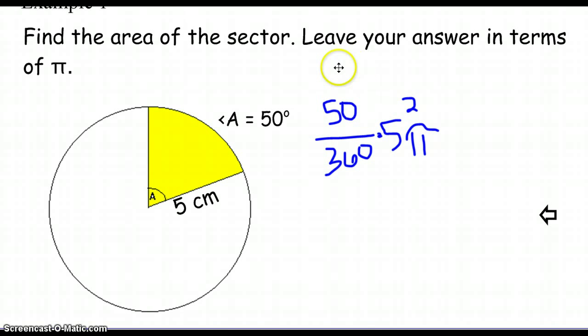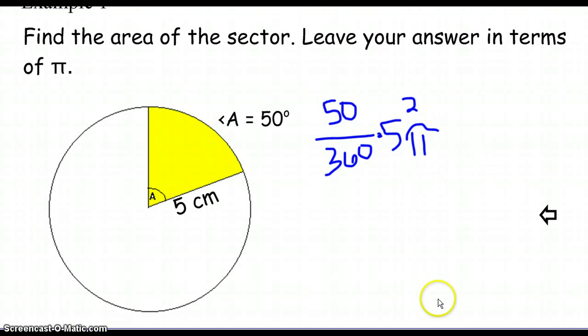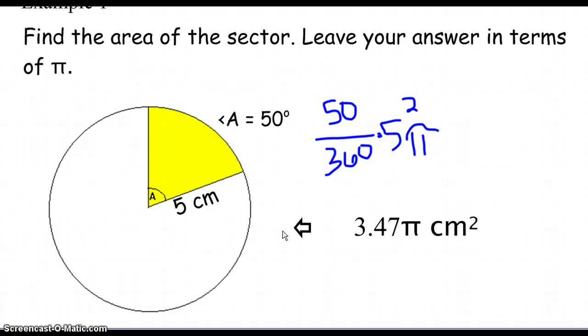Now, the directions ask me to leave my answer in terms of pi, so I don't want to press the pi button on my calculator. But when I put 50 divided by 360 times 5 squared, I am going to get a decimal. So that would be 3.47 pi and then centimeters squared. So the 3.47 is 50 divided by 360 times 5 squared, but the pi should be left there. And we will practice some more of these tomorrow in class.